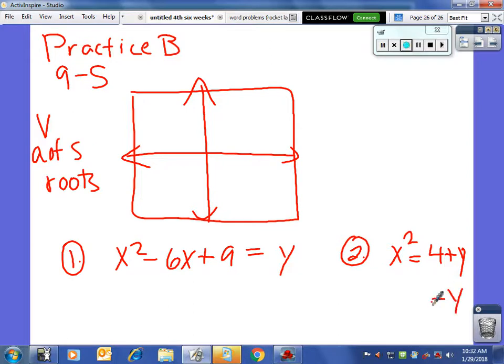You got to get y all by itself. So that means you got to make that 4 go away. You got to move it to the other side. So what would this one be? Y equals x squared minus 4.